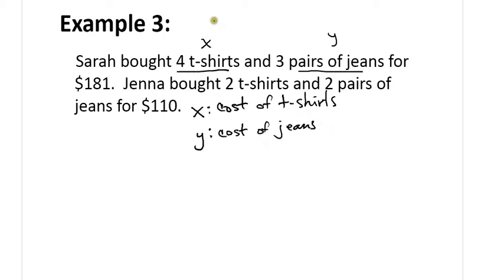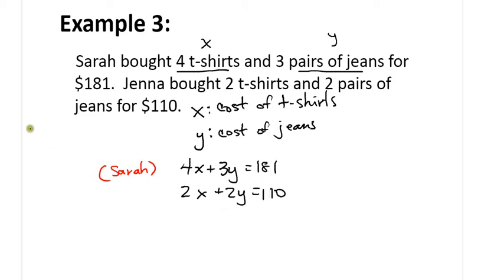Now if we do this and we make our equation one for Sarah, this is going to be 4x plus 3y is equal to 181. And this represents Sarah's total cost. And then we can go ahead and do one for Jenna. So she bought 2x plus 2y equals 110. And this one's Jenna.